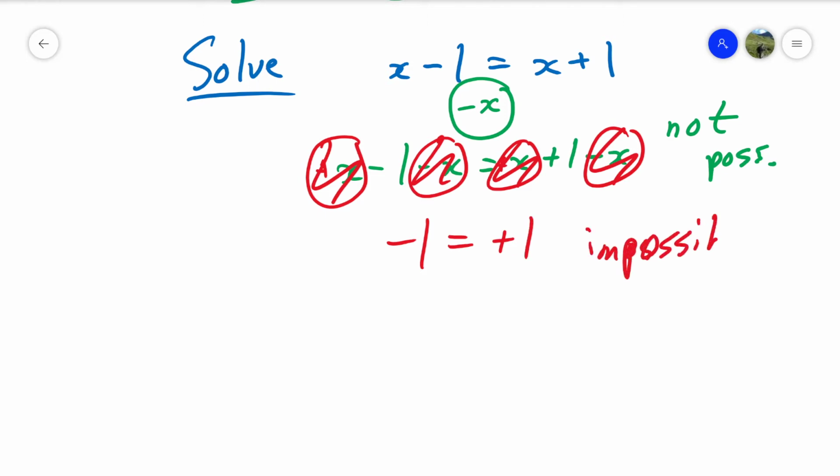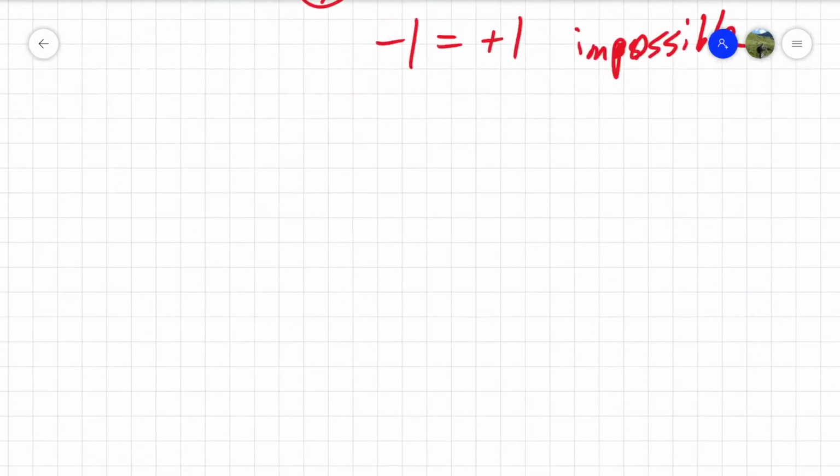anyway. So that's a whole different issue. And anyway, clearly this equation gives us no information about x, so we cannot solve to find out where x is. Not possible.